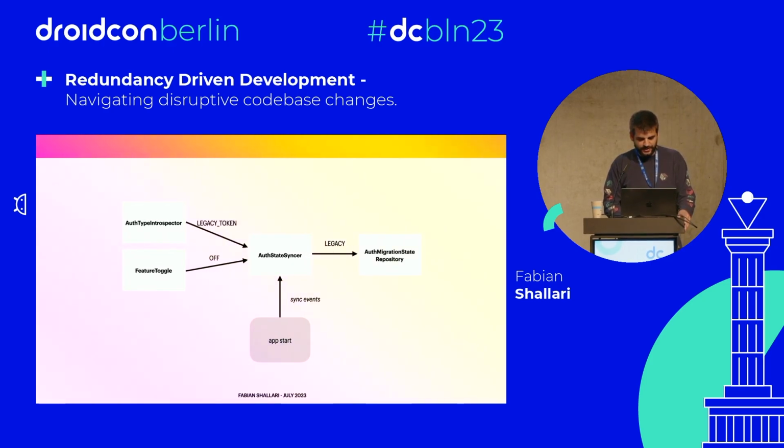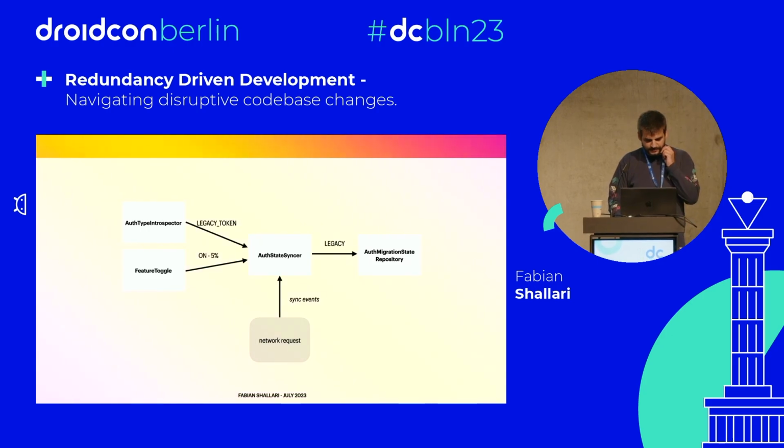So how do we travel in the state machine from the legacy system to the new system and backwards? Well, on the first sync event, if the user is still using the legacy token and the feature toggle is off, the user is still on the legacy auth system. And this is what the delegators will actually see.